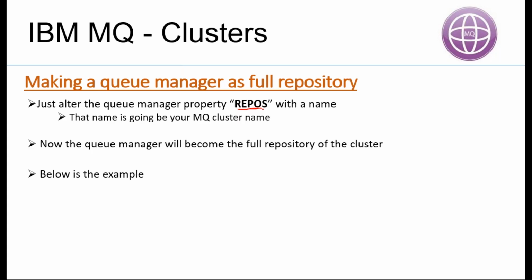So the example looks like this. Enter inside the queue manager and alter QMGR REPOS and give any name here. You can give any name, but here I am choosing a name called training. It means in the back end, a cluster with the name training is created, and inside this cluster, this QM4 queue manager will become a full repository. This is how we convert a queue manager to a full repository.